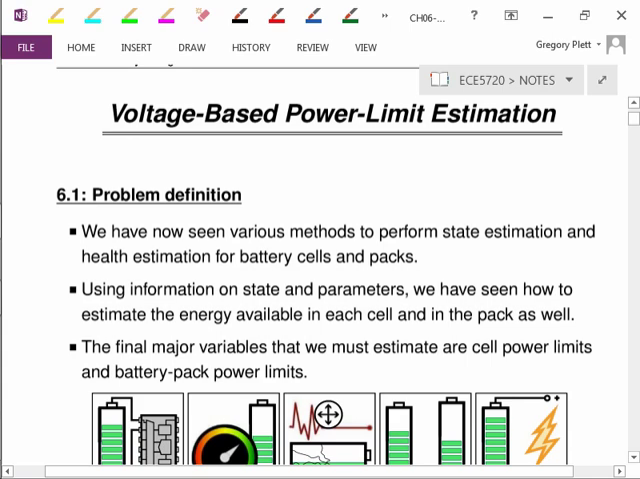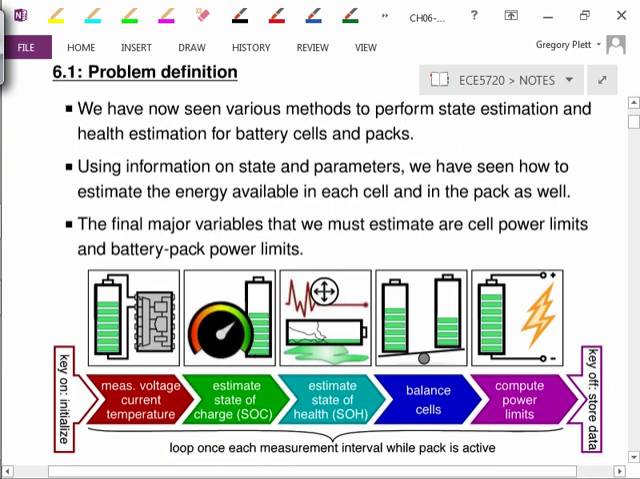At this point, we're making really excellent progress through this course. We've seen quite a lot of things, and I'll scroll down to look at this picture here. We've seen in Chapter 1 how to do the kind of voltage measurements and current and temperature measurements that are needed as inputs to the other battery algorithms that we've talked about.